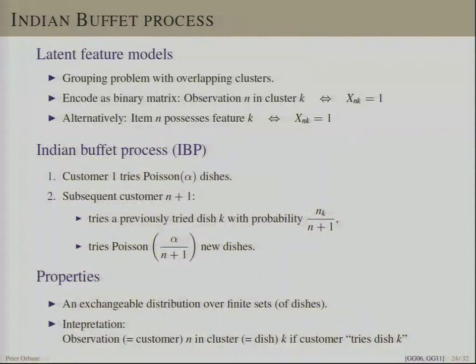Okay, so what we do here is we look at the following problem. Think of a clustering problem. In a clustering problem, the assumption that we make is that each point belongs to exactly one cluster. And now what we would like to do here is we would like to also group data points, but we would like to permit the clusters to overlap. So a point should not be exclusively assigned to one cluster. It should be possible for a point to be in several clusters at once.